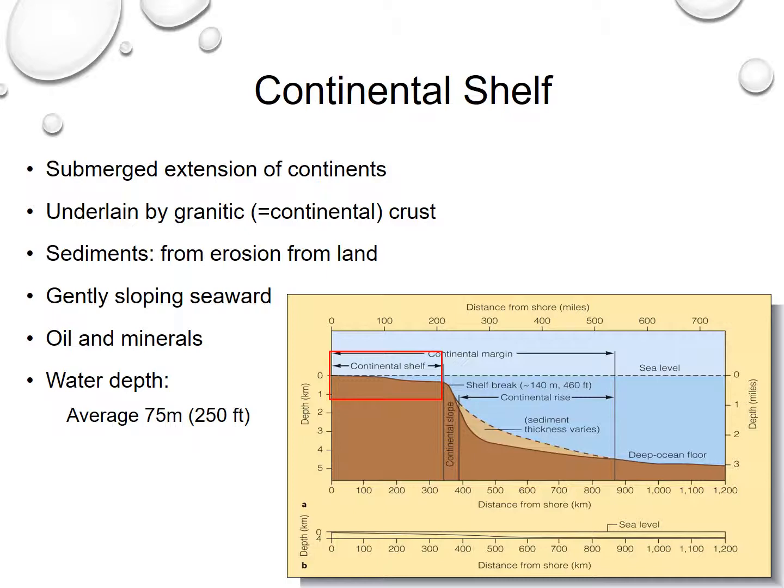As an analogy, think about a parking lot by a supermarket. When you push your cart full of groceries back to your car, it is fairly easy because the parking lots generally have a gentle slope downhill. And this is about the slope of the continental shelf. The continental shelf is important because you're finding a lot of oil and minerals, and the average water depth is about 75 meters or about 250 feet.